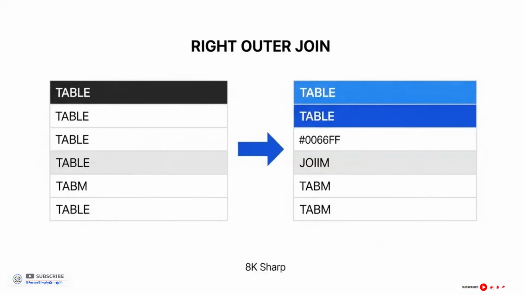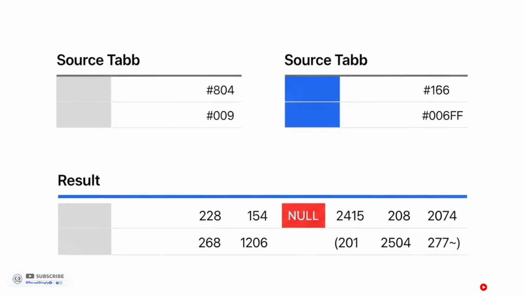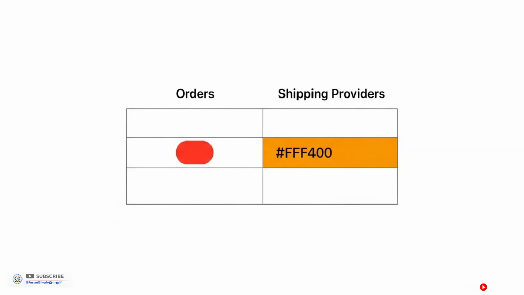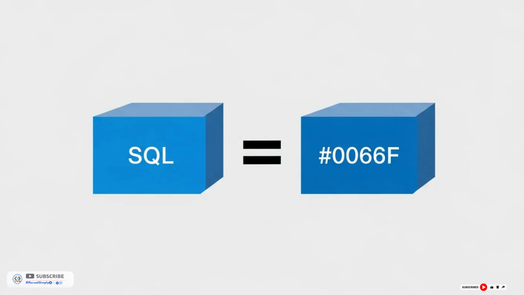Conversely, a right join returns all records from the right table and only the matched records from the left table. If there is no match for a record in the right table, the result set will contain null values for every column from the left table. Use a right join when you need to audit your secondary table, such as finding shipping providers in your system that haven't been assigned any orders yet. Technically, a right join is just a mirrored left join. Most developers stick to left joins for consistency and readability, simply swapping the table order.